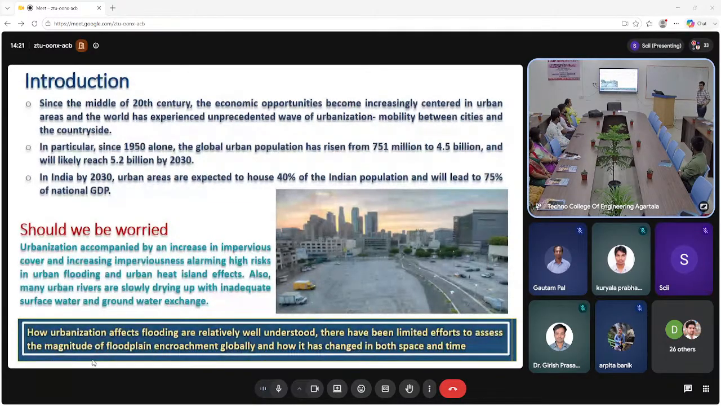So now the question is, why should we be worried? It's a good sign. People are migrating from the countryside to the urban side. Everywhere development is okay, fine. So why should we be worried?